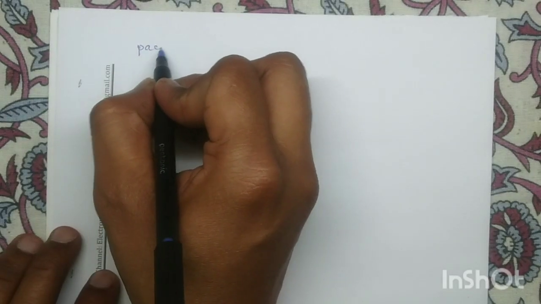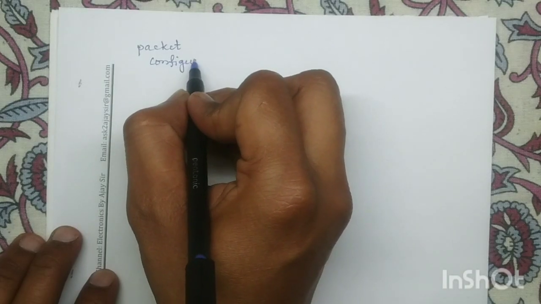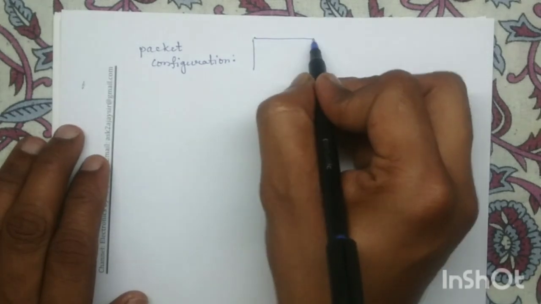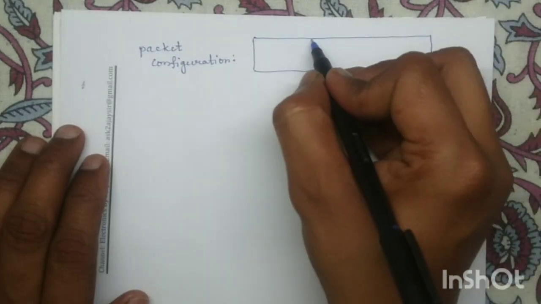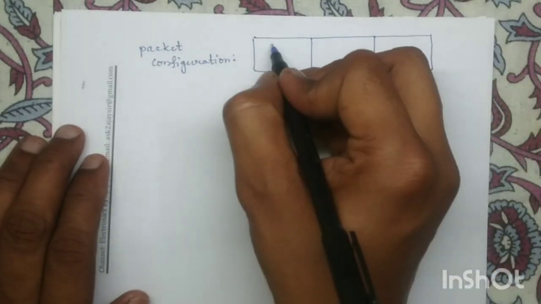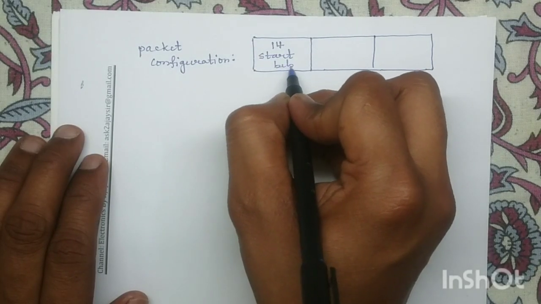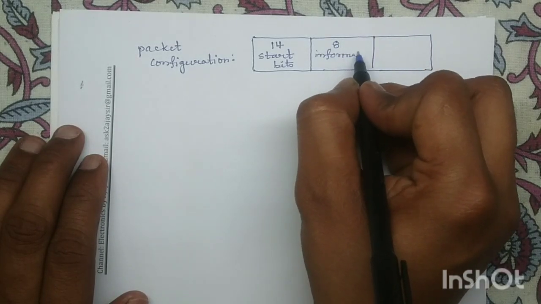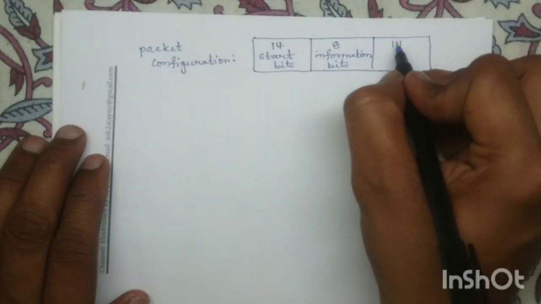The packet configuration, which is given to us, consists of 14 start bits, 8 information bits, and 14 stop bits.